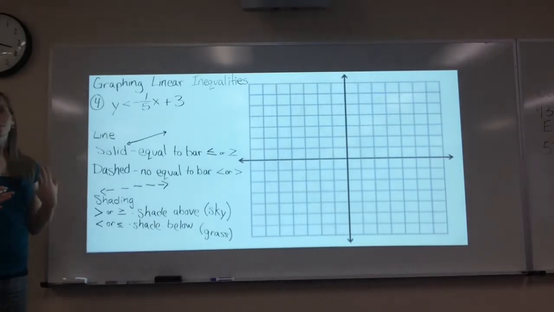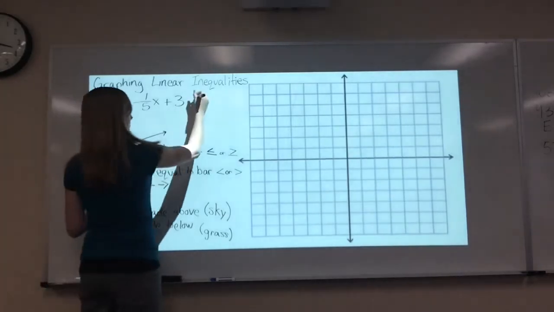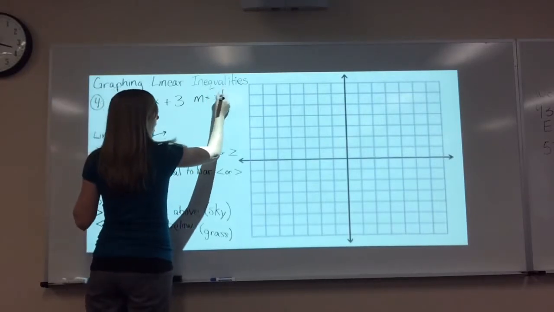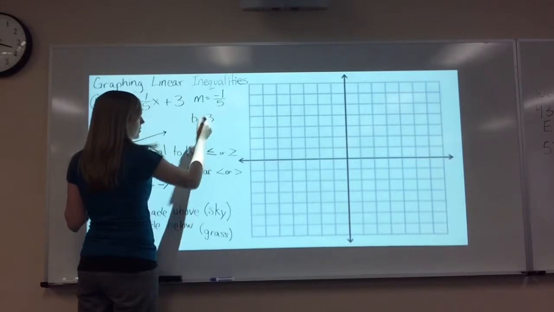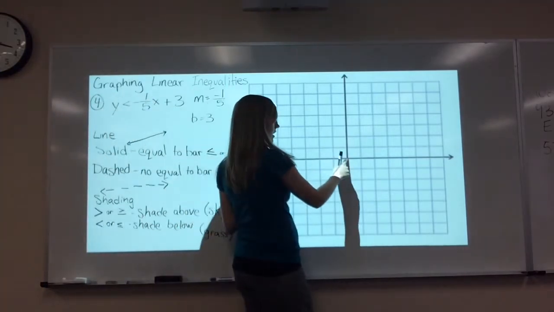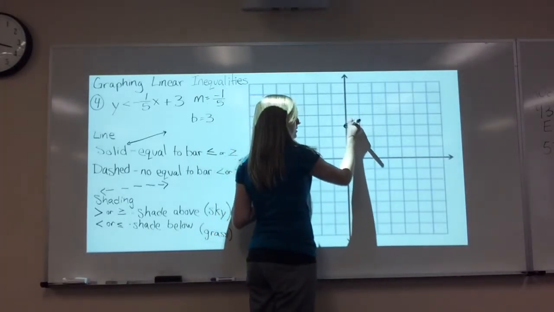For problem number 4, our inequality is y is less than negative 1/5 x plus 3. So our first step is to plot our points just like when they were equations. So my slope is negative 1 over positive 5. My y-intercept is positive 3. Graph the y-intercept first. So to graph that, I start at the origin, I count up 3, and I put my point.